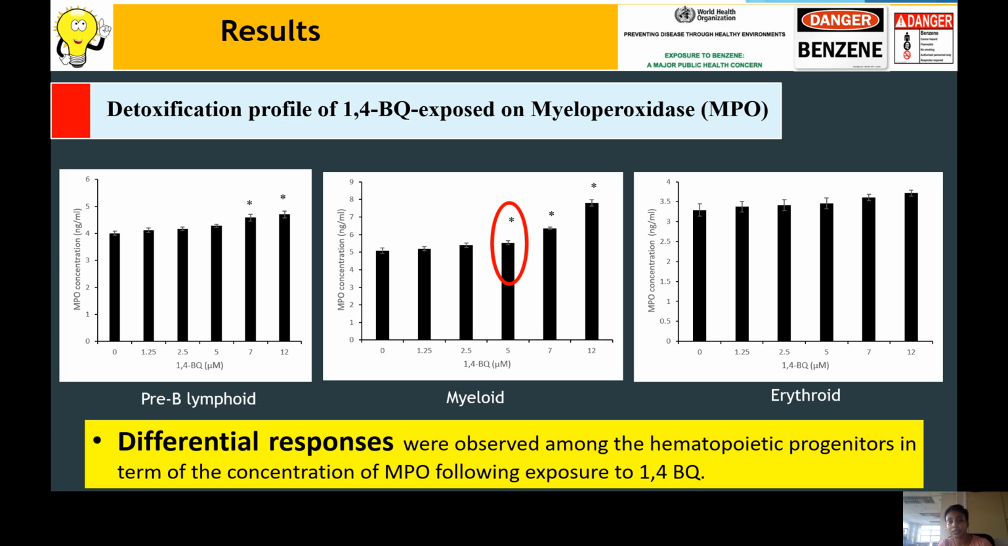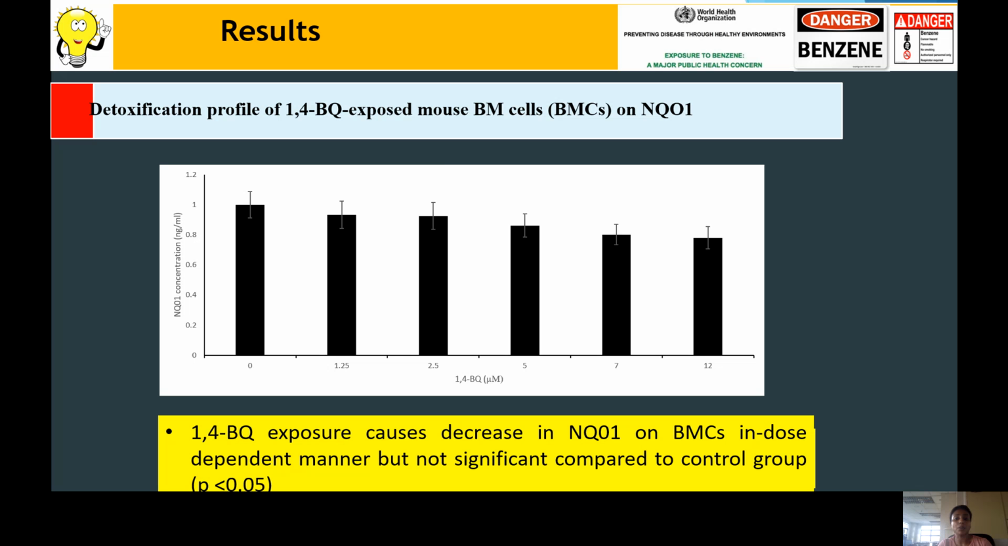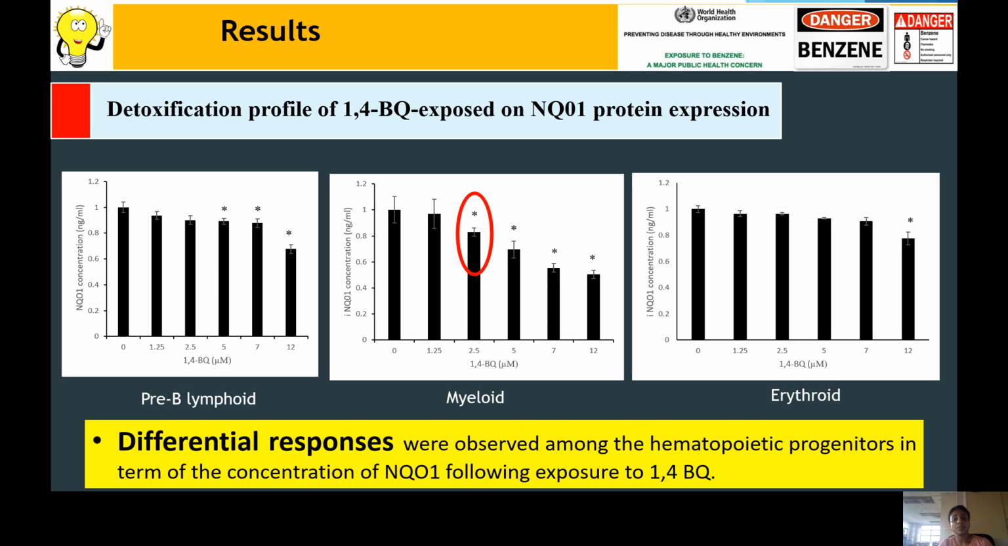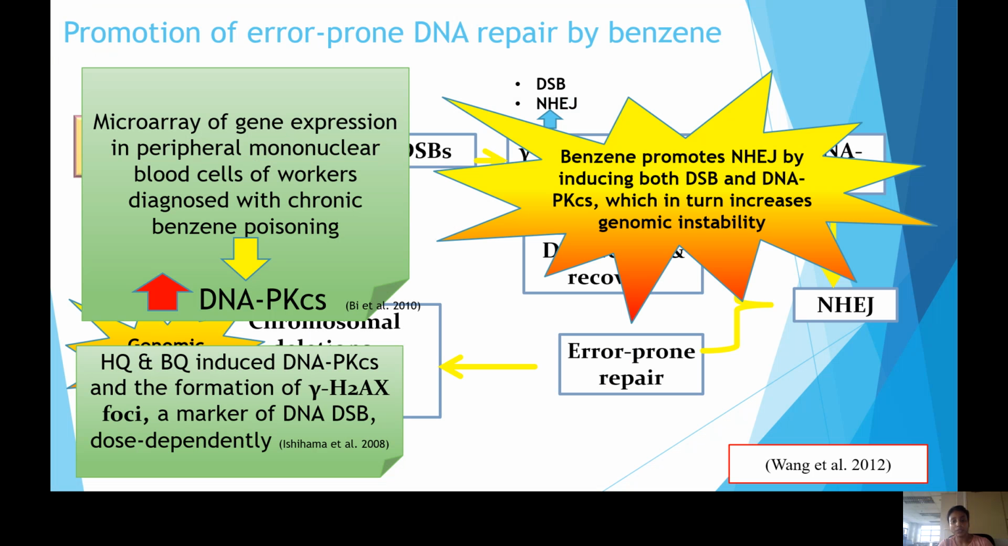For the detoxification profile, myeloperoxidase shows that this is one of the metabolic enzymes which plays an important role in benzene toxicity, and from here we can see that the myeloid cells play an important role as well. Then for NQO1, which is a detoxification enzyme, it shows that myeloid cells happen to be the most sensitive to the reduction of the NQO1 enzyme.